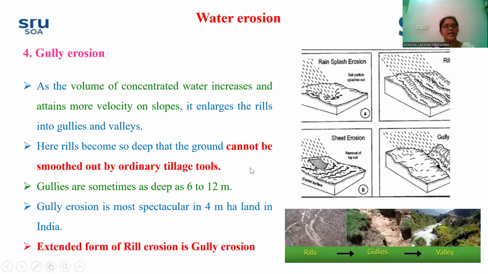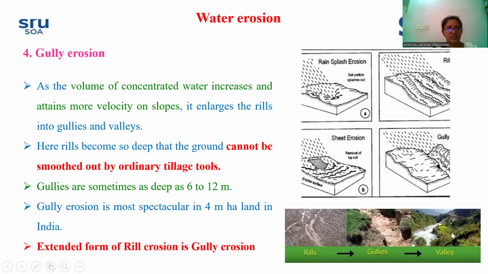Next is the gully erosion. So gully erosion is a type of erosion which is the extended form of the rill erosion. Extended form of rill erosion is known as the gully erosion. So gully erosion is formed by the volume of concentrated water. When the volume of concentrated water increases, it attains more velocity on the slopes, which enlarges the rills into gullies and valleys. So this picture depicts the extension of rills into gullies and thereby the formation of valleys.